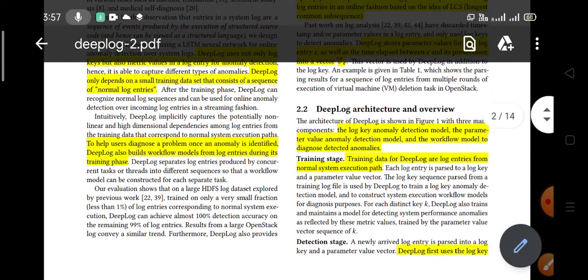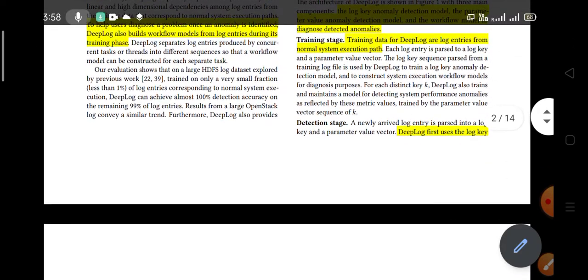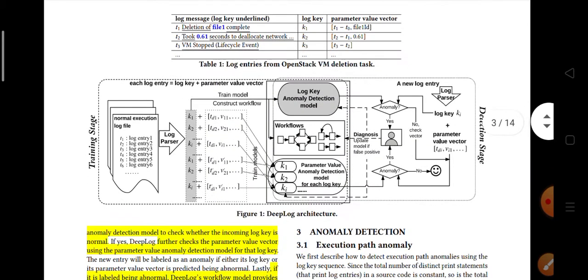Now, second, they discuss the DeepLog architecture and overview. As mentioned, we only need normal execution files. And they are using three models. The first is the log key anomaly detection model, the second is the parameter value anomaly detection model, and the third is the workflow model. So they are using three deep learning models. Let's see what the figure looks like. See this figure, the deep learning architecture.